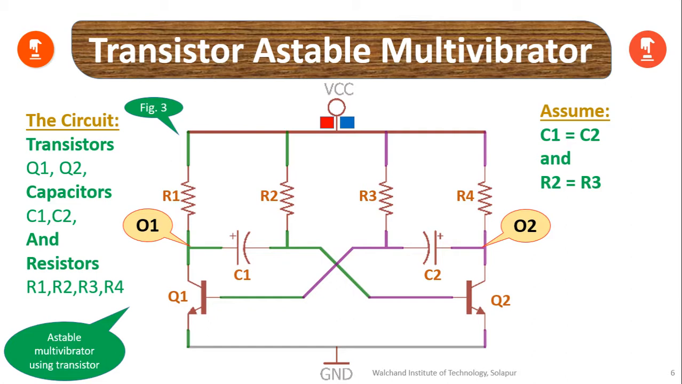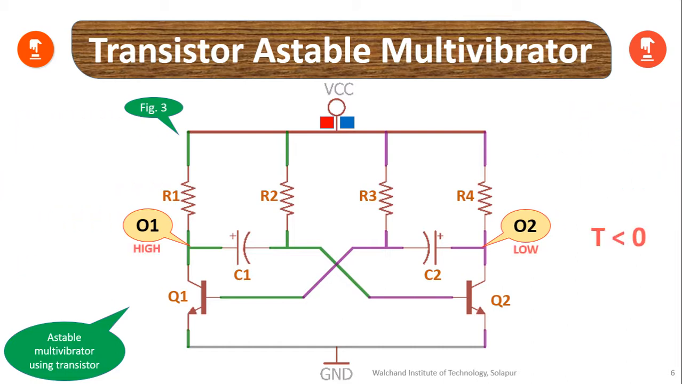We can split the working into three basic conditions: t less than 0, t equals 0, and t greater than 0. The condition t less than 0 describes a condition when Q1 is off, therefore the output across its collector O1 is high, and Q2 is on, that is, the output across its collector O2 is low. This basically describes the circuit when it was being used in a previous case, when the circuit supply is off.